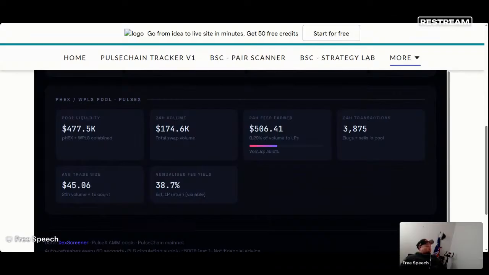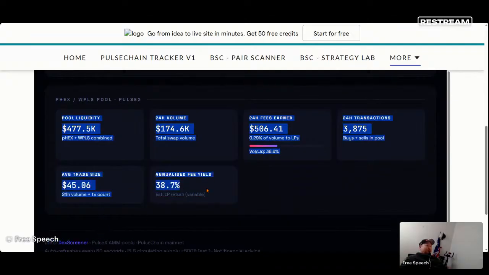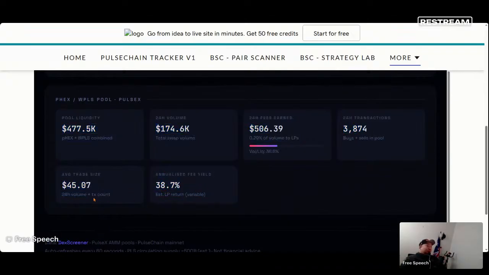Anyway, back to this. The LP pool section tells you we're looking at the PulseX pool, so V1, V2, stable, and it says liquidity, volume, fees earned, transactions, and average trade size. That's interesting. Annualized fee yield, okay. And then the workflow that ties it all together: check the valuation gauge to understand the current relationship, then use the calculator to model your specific scenario, then cross-reference against the matrix to stress test that scenario under different rational assumptions. That three-step process gives you a much more complete picture than just watching the price in isolation.